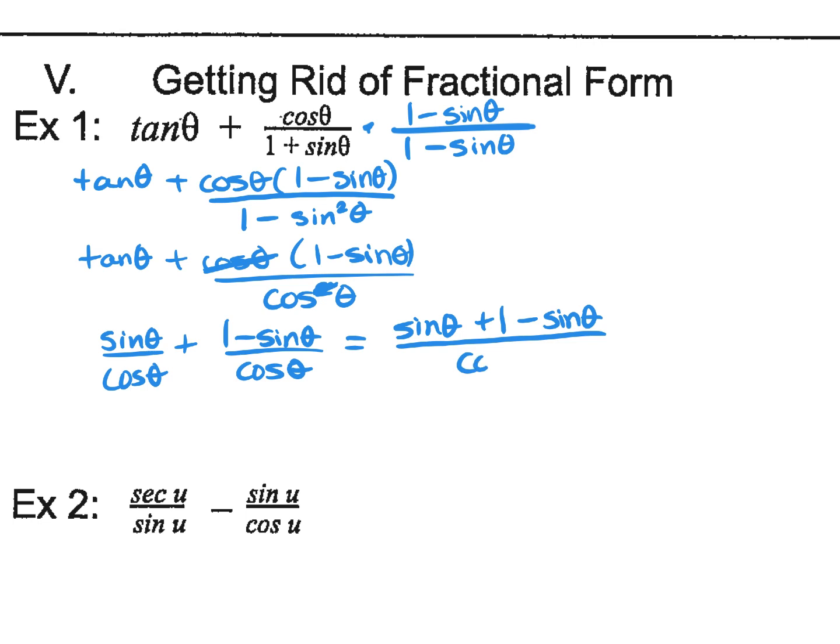All over, now what? Sine, positive plus sine minus sine, what happens? So I'm left with what? Which is secant.